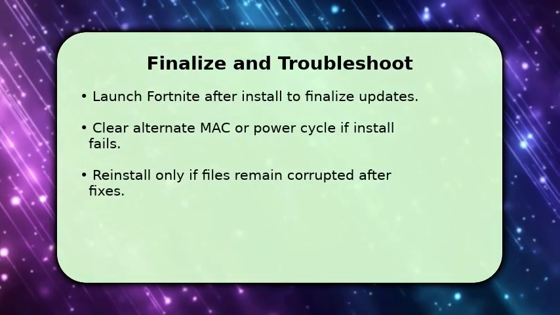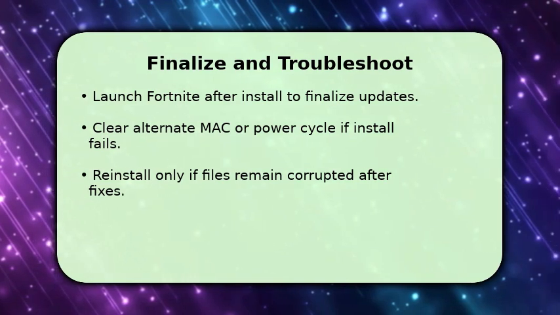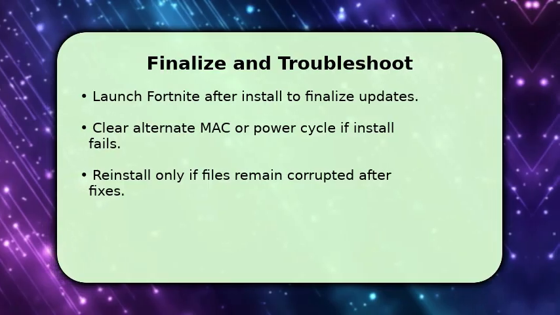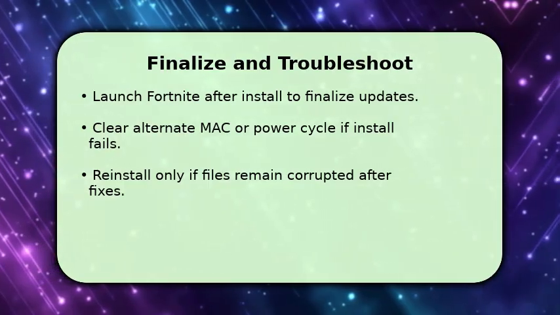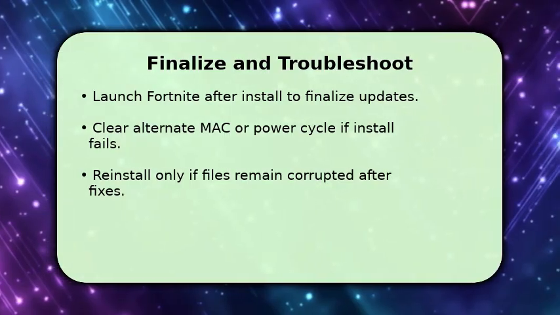You finish by launching Fortnite so the game can apply remaining patches and verify file integrity. This step completes the update process. If the update fails, power cycle the console. Hold the Xbox button 10 seconds, unplug 10 seconds, then restart.